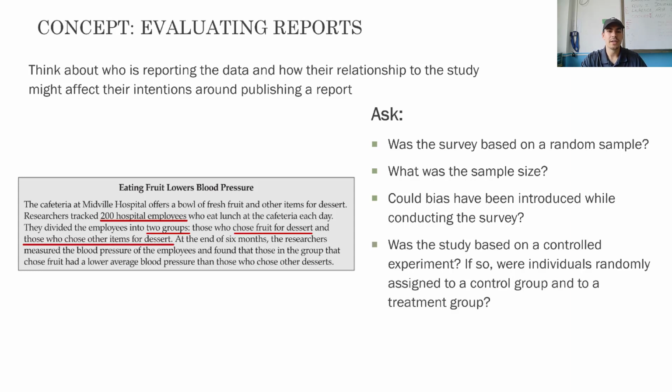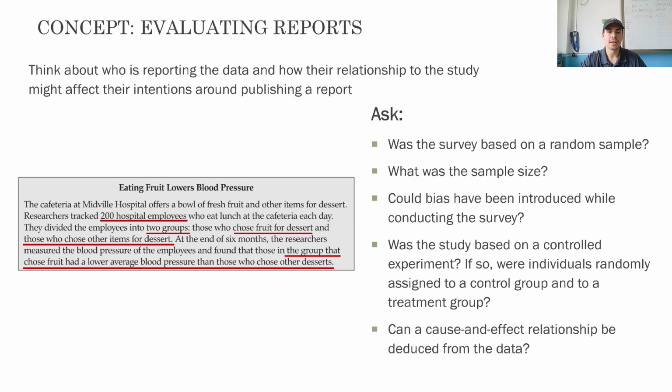Now, was this study based on a controlled experiment? Well, we do have two groups here, which often we think, well, that looks like an experiment, right? However, these people aren't being affected by this survey at all, or by this study. There's no control group versus experiment group. They're just looking at people who choose fruit for dessert and those who choose other items for dessert. Okay, so in this case, we actually don't have an experiment.